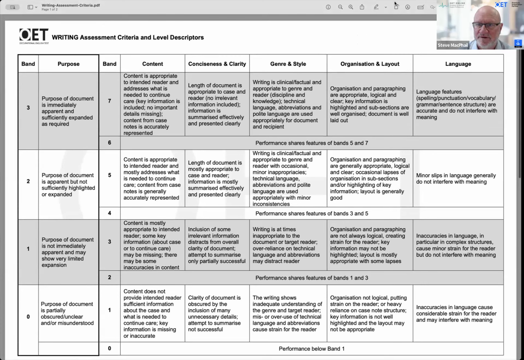and level descriptors. Now, one of the descriptors, genre and style, actually says writing is clinical, factual, and appropriate to genre, right? So it's one of those assessment criteria that we see here. It's appropriate to genre and the reader, discipline and knowledge. Technical language, abbreviations, and polite language are used appropriately for document and recipient. So that really means that the language you choose is appropriate for the medical genre.